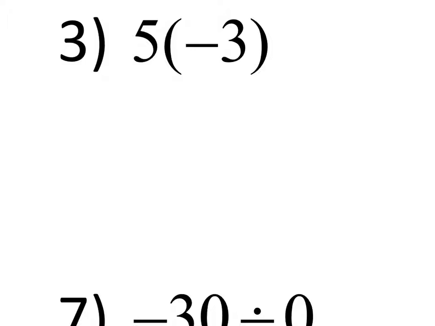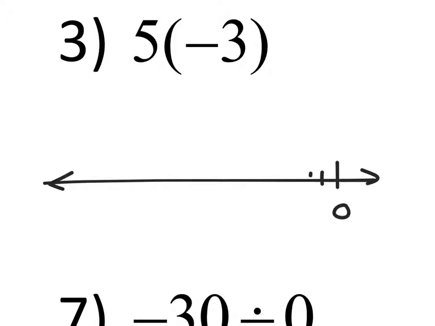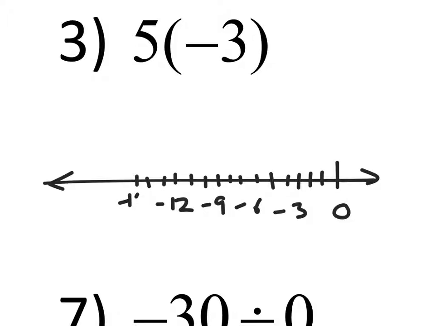Well, this one is like taking 5 groups of negative 3. We can take that straight across, even though negatives usually mean some kind of oppositeness. So let's take 5 groups of negative 3. There's negative 3. Let's take 5 of those. There's negative 6, negative 9, negative 12, negative 15.